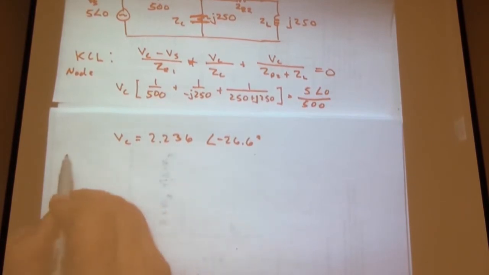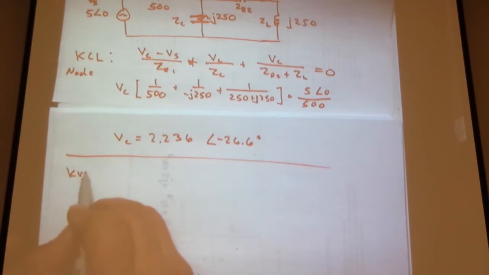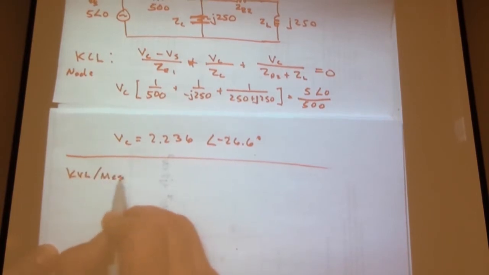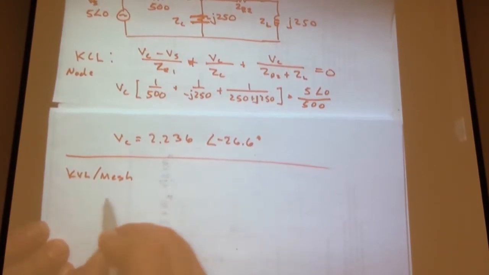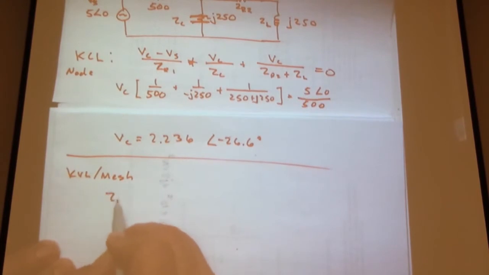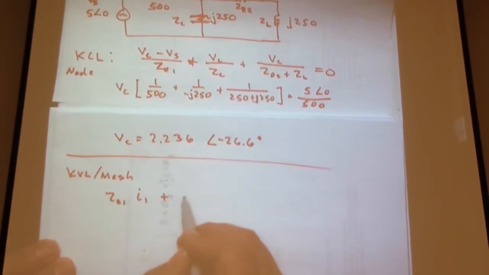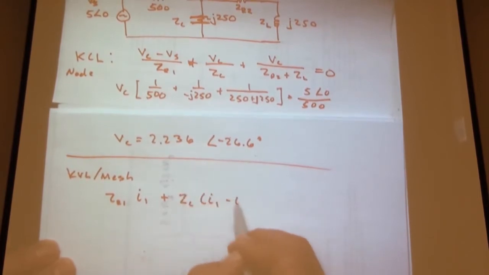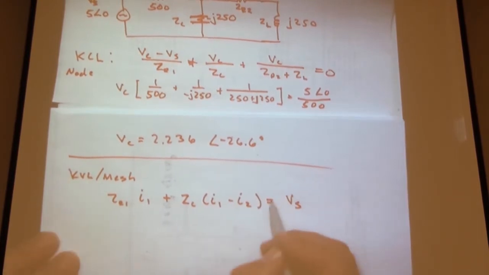Well, we could do mesh analysis. So we could do KVL/mesh. In this case, we have 2 loops. Does that matter? No. We go back to the unit 1 concept. We have ZR1 times I1 plus ZC times I1 minus I2 equals V source, or minus V source equals 0 is what we usually wrote.